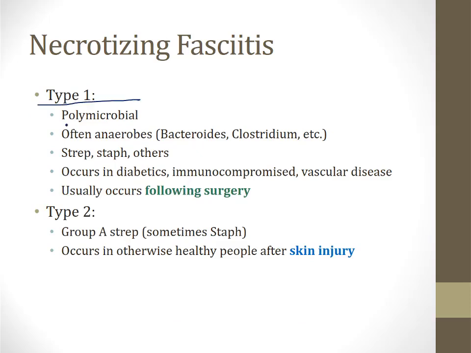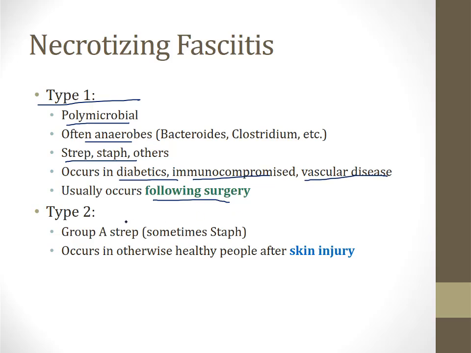There are two types of necrotizing fasciitis. The first type is polymicrobial. It often involves anaerobes like Bacteroides and Clostridium. In addition, it involves other bacteria like strep and staph. This occurs in patients who have some cause of immunocompromise of the skin, so in diabetics, in patients who are immunocompromised for any other reason, and also in patients with vascular disease who have poor blood flow to the skin. And this type of necrotizing fasciitis usually occurs following surgery, so a patient has a skin incision as part of a surgical operation, and following that, necrotizing fasciitis develops.